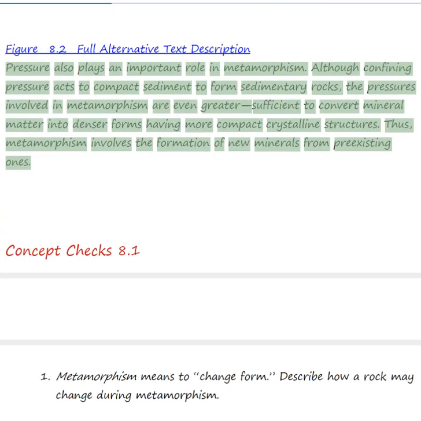Pressure also plays an important role in metamorphism. Although confining pressure acts to compact sediment to form sedimentary rocks, the pressures involved in metamorphism are even greater, sufficient to convert mineral matter into denser forms having more compact crystalline structures. Thus, metamorphism involves the formation of new minerals from pre-existing ones.